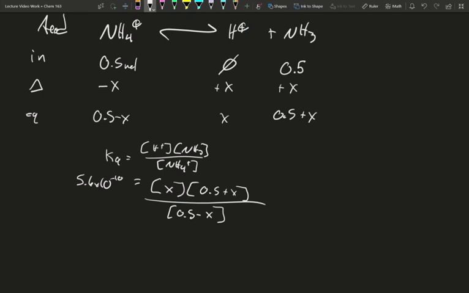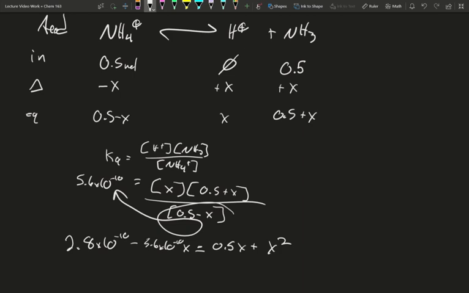Now we can multiply this out and do the quadratic if we wanted. We'd multiply this part up, and you'd end up with 2.8 times 10 to the minus 10 minus 5.6 times 10 to the minus 10 x equals 0.5x plus x squared. You could rearrange. However, we'll save ourselves the trouble. Again, Ka is pretty small, so we probably can ignore the loss from our weak acid. It gets rid of one of our parts.